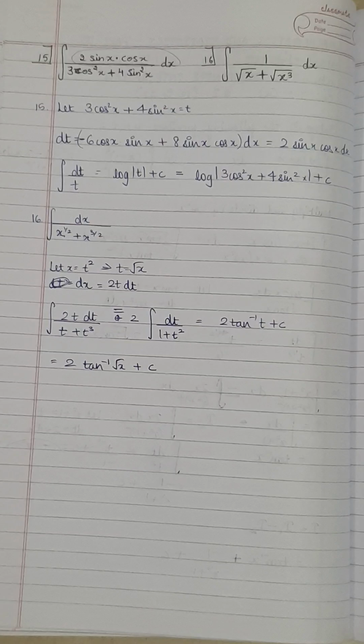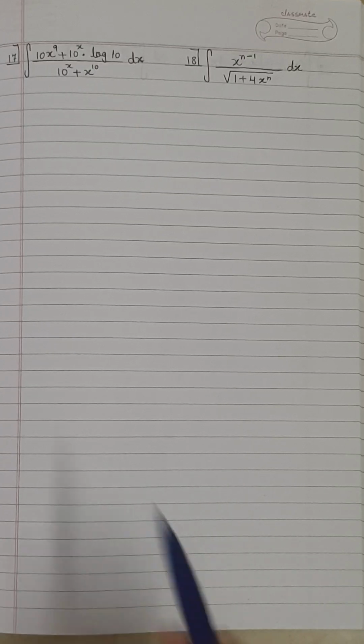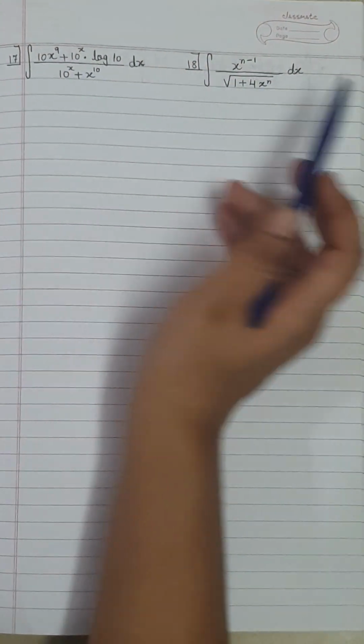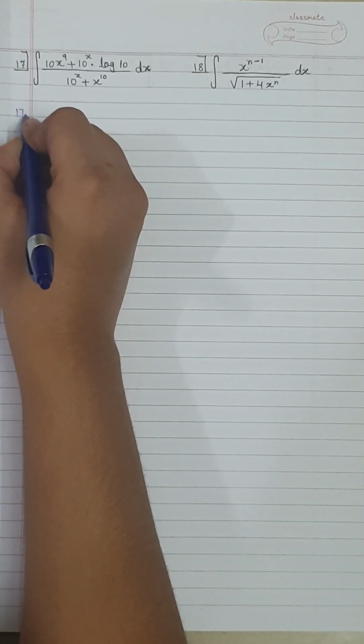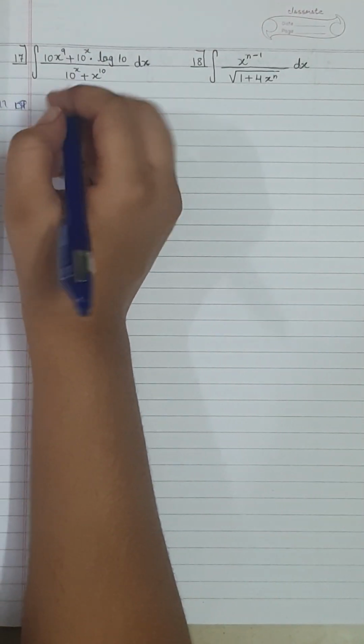Moving on to the 17th sub question. So guys, here we have the 17th sub question. Now the sub question is a bit complicated if you look at it at first sight. There is x to the power 9 also. You also have 10 to the power x. But if you look at the numerator and denominator here, you have 10 to the power x plus x to the power 10. So we can start by taking this as our t.